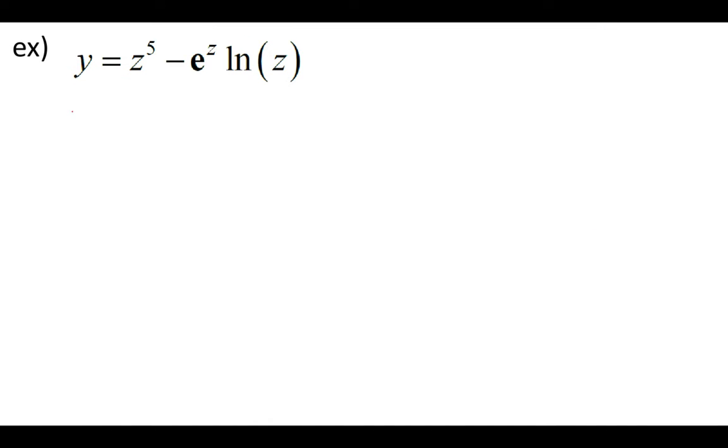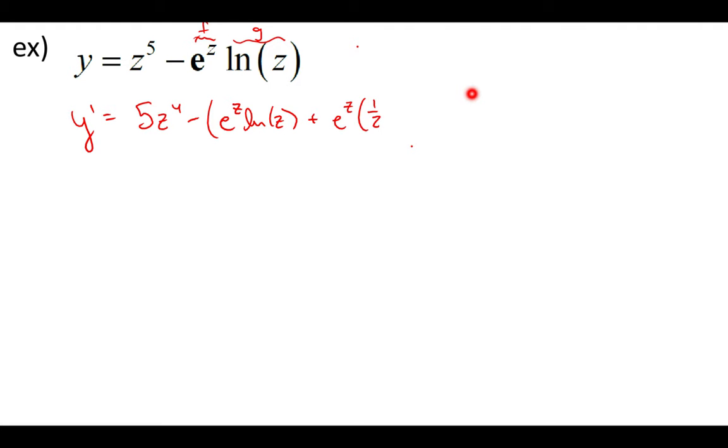Okay, let's try another one. This one will be y prime. This is just z to the 5th, so it's 5z to the 4th. Minus, and now we have an f times a g, right? We got a product rule. I'm going to put a parenthesis because it is minus this entire thing. So put the whole thing inside of that. The derivative of e to the z is just going to be e to the z, natural log of z, because that stays the same. Plus, well, the original f there, which is just e to the z still. And the derivative of the natural log of z is 1 over z. And all of that's in parentheses.